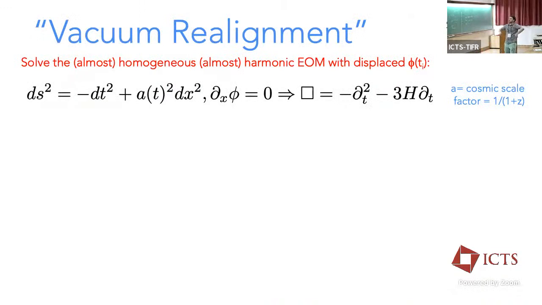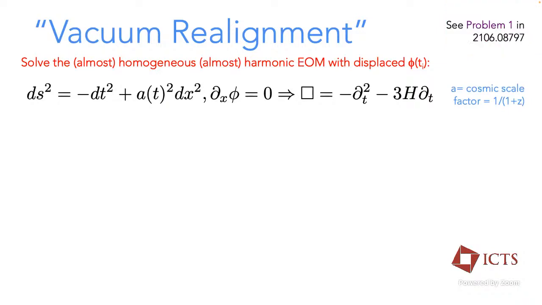Okay, so let's look in a bit more detail at this vacuum realignment scenario. What we need to do is solve the almost homogeneous, almost harmonic equation of motion with a displaced value of phi. So here is the FRW metric, ds squared is minus dt squared plus a squared dx squared. The field is uniform, so the spatial derivative of phi is equal to 0. So box, if you work out what box is for this metric, it's just minus d_t squared minus 3H d_t.